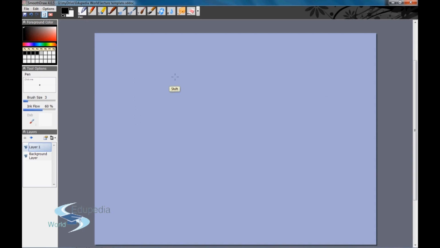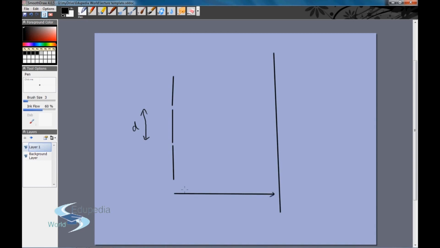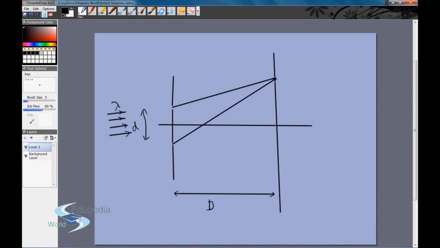So let me draw the figure properly. These are the two slits of light. This is the band. The distance between the slits is small d, and the distance between this surface and the screen is capital D. And let's say light of wavelength lambda is coming as a parallel beam. So these are the only two points which will become secondary sources of light. They will start creating their own wavelets, and then at any point on this surface, the light will be created by a superposition of light coming from this point and light coming from this point.